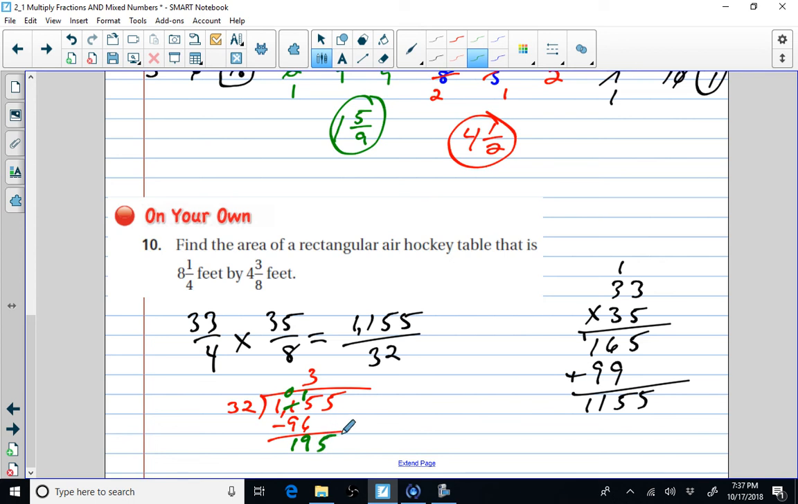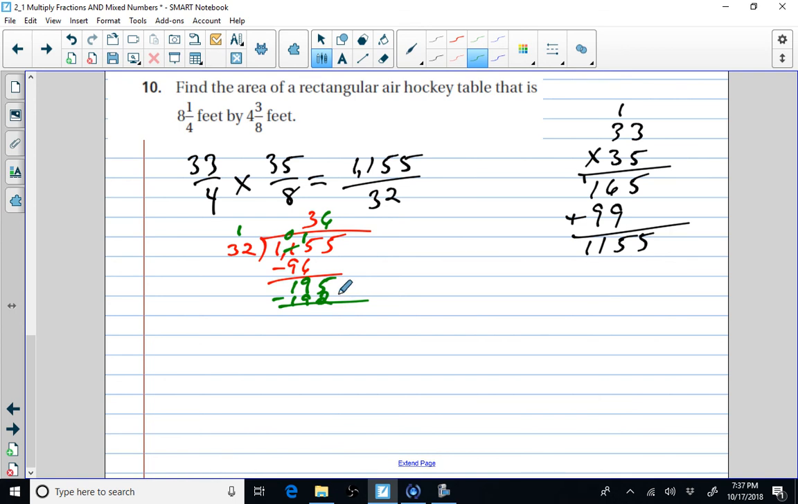32 into 195. Well, I'm going to say 3 goes into 19 6 times. Right, I'll try that. 6 times 2 is 12. Put down the 2. Carry the 1. 6 times 3 is 18. Plus 1 is 19. Right? I'm going to subtract here. That's supposed to be a 2. That's a little sloppy. 5 minus 2 is 3. My remainder of 3 I put over my divisor of 32. So I get 36 and 3/32 as my answer. Alright, not real pretty, right, but that's going to be our product there.